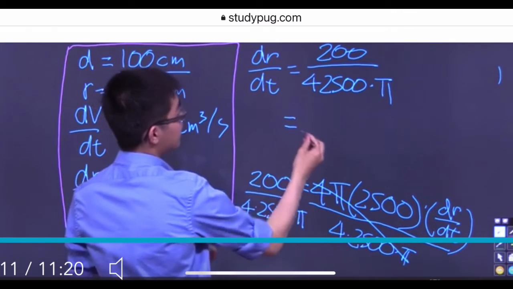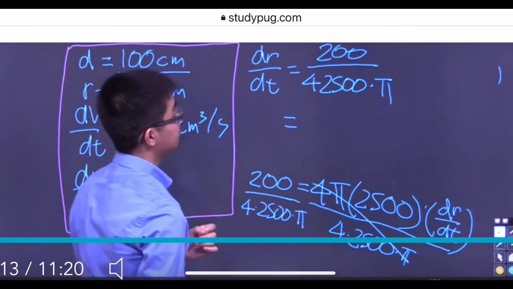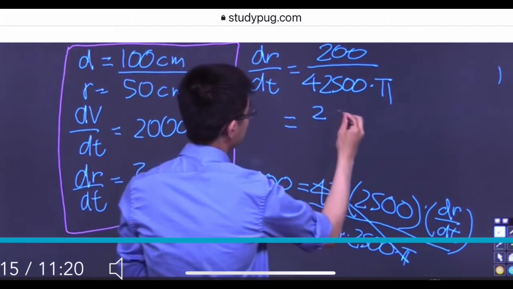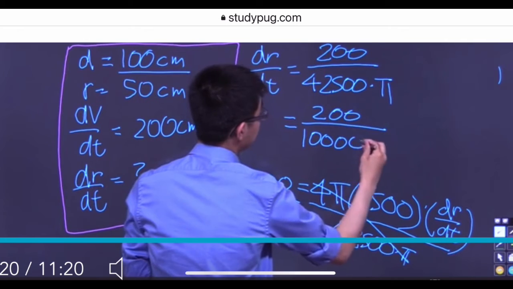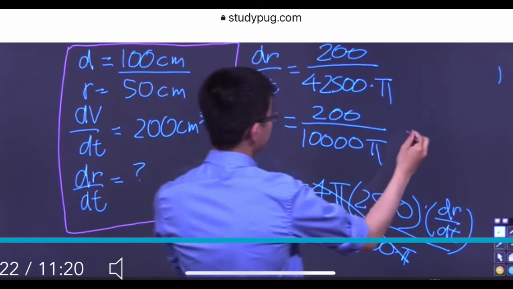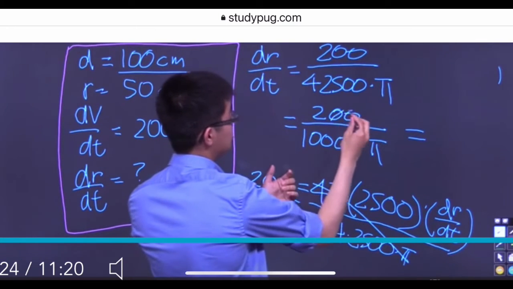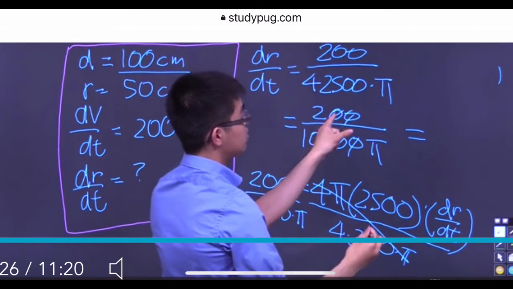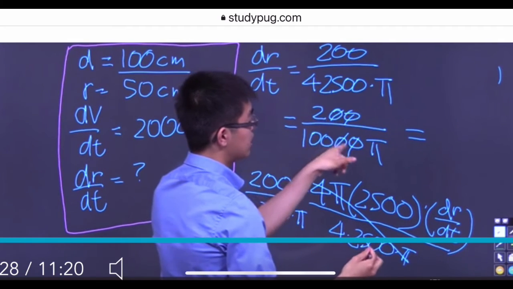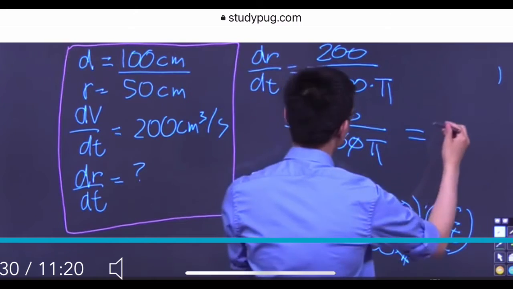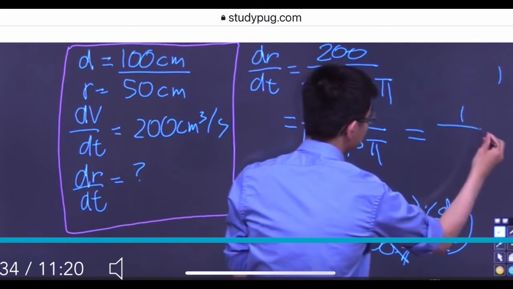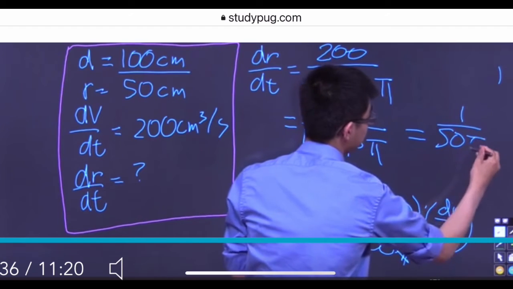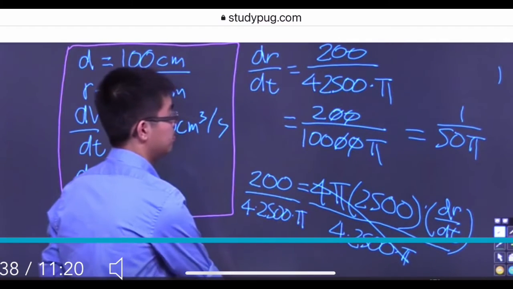And to simplify this, so this is just 200 over 10,000 pi. And this is just the same thing as, cancel out the zeros. There are 2 zeros here, you can cancel out the 2 zeros. So we have 2 over 100, which is the same thing as 1 over 50. So 1 over 50 pi. Perfect.